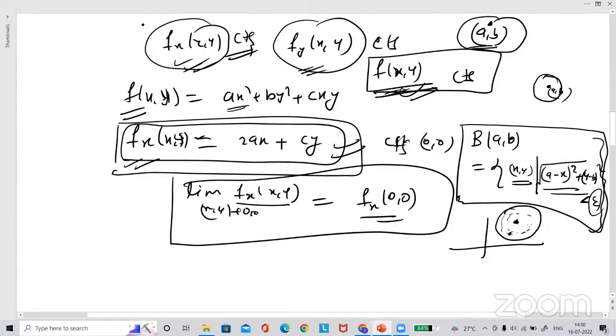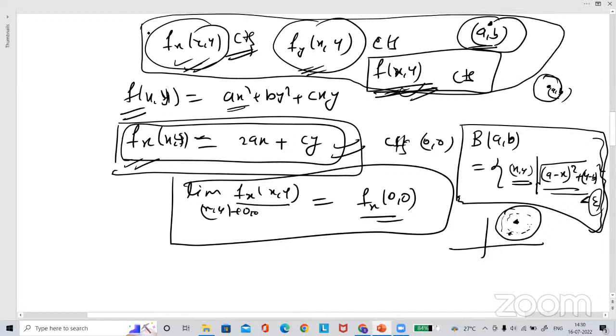No. So this is checking for a sufficient condition. Your function is behaving like this at this point and around this point. At this point, your function is behaving like this. So there is no need to find the limit of it. Just using the theorem, this is one theorem, you will say the function is going to be continuous.